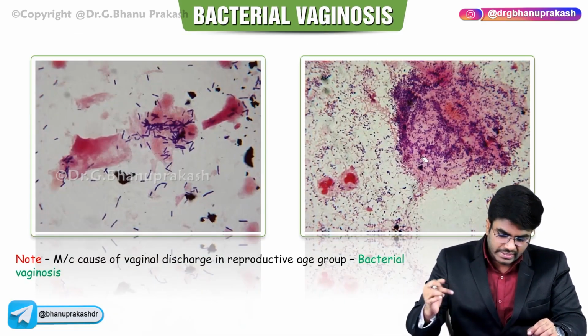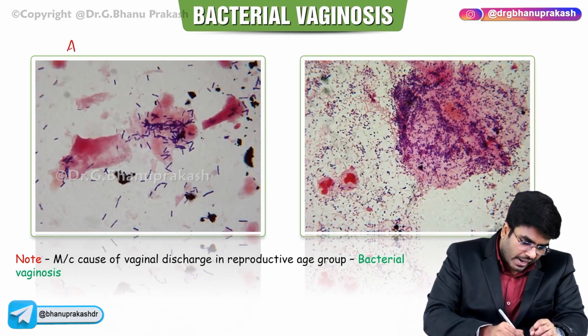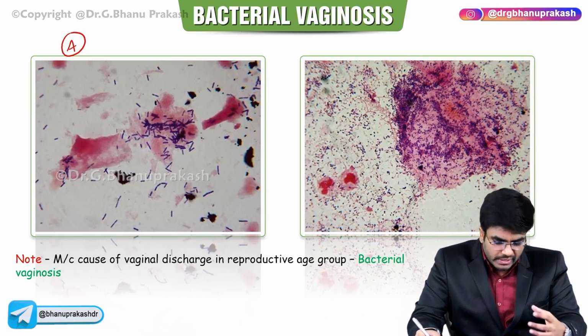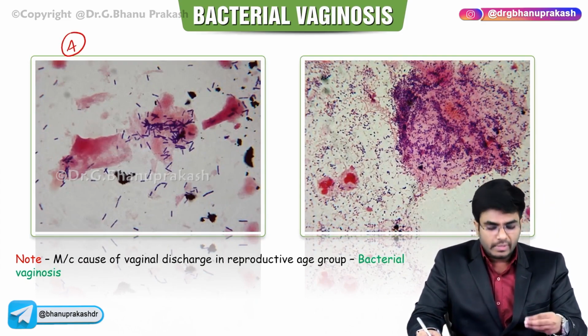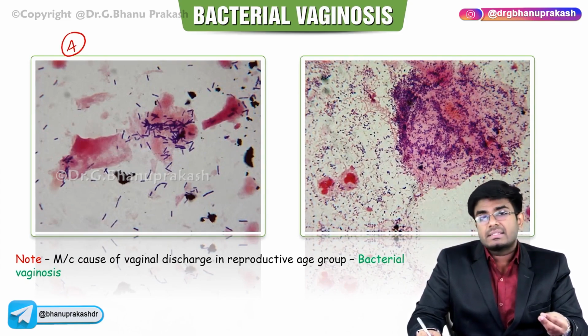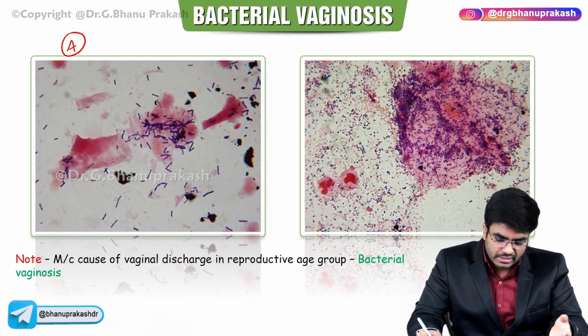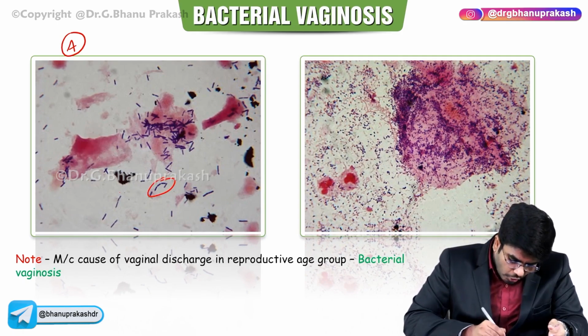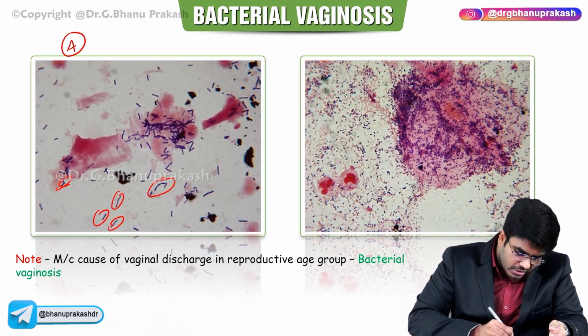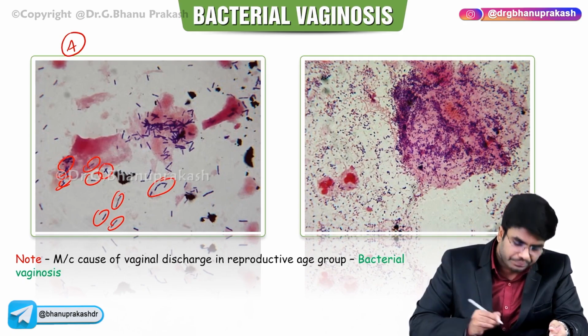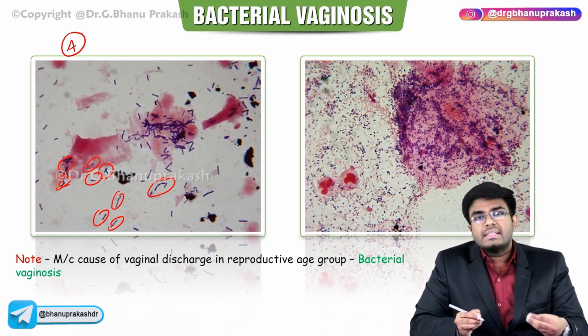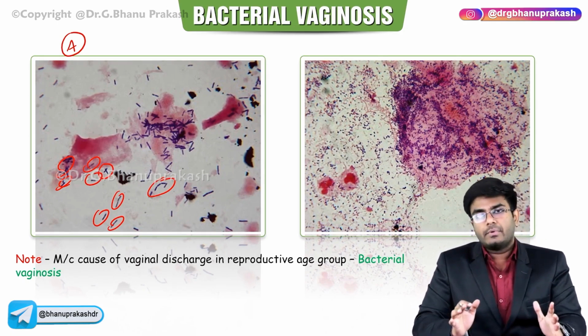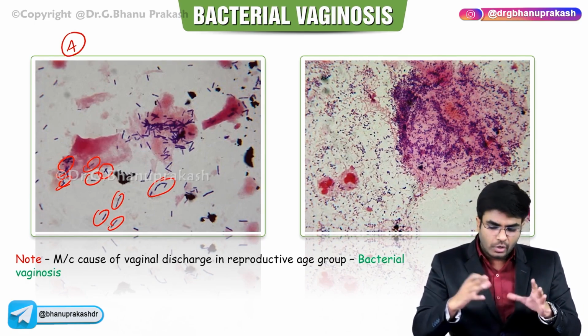Okay, please concentrate on this image. See the panel A, or the image A. What you can see is normal vaginal epithelial cells, and you can also see these rod-shaped structures. These rod-shaped structures are nothing but the good bacteria, that is lactobacilli. This is something normal, normal vaginal secretions. This is what you can see.